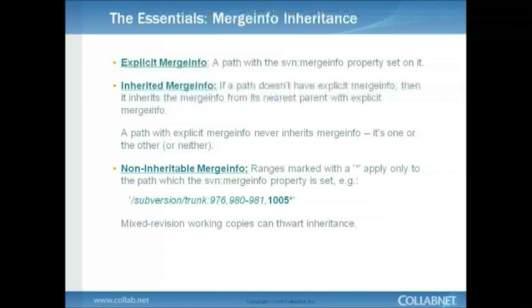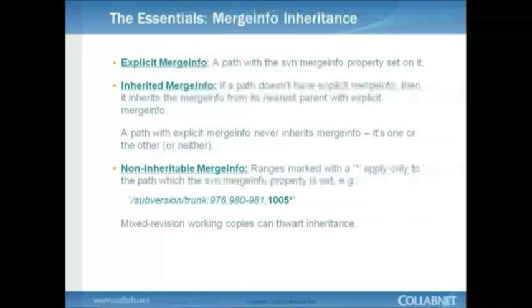The merge info a path inherits is identical to its nearest parent's merge info, except that the merge source paths are adjusted for the relative path difference between the parent and the child path. So it's just a very simple path-based addition to create the merge info that you inherit.